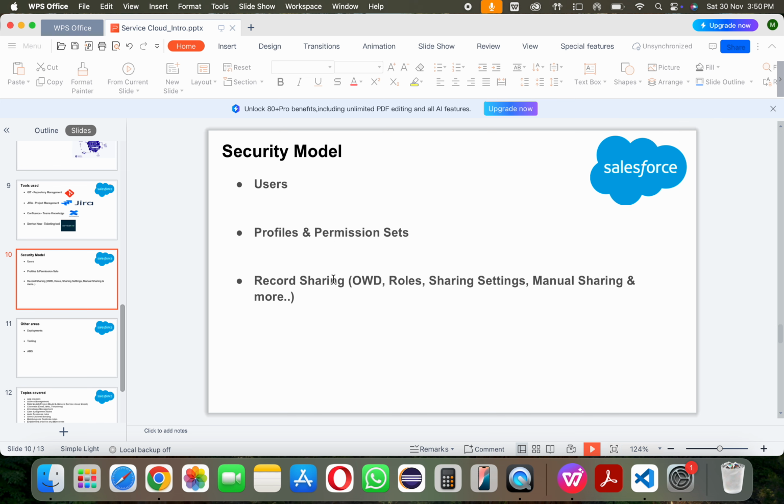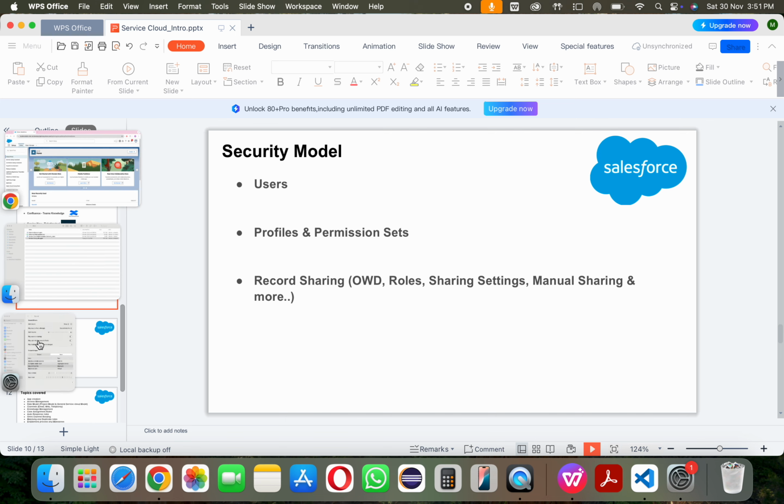There we will be understanding about users, profiles, permission sets, and record sharing. There are many things, and we also have something specific to case-related, which we call case teams. Queues we have, groups we have. There are various security concepts that we have to discuss when we are working with Service Cloud. That will be covered in more detail in our future videos.